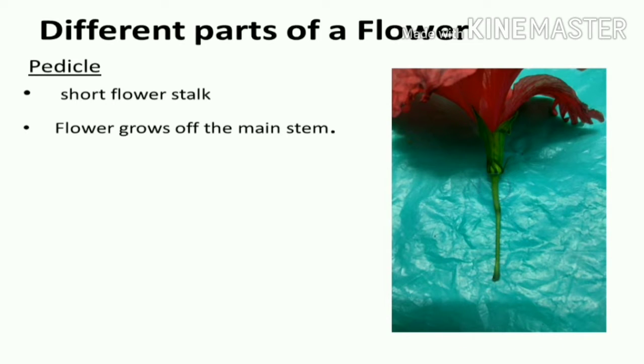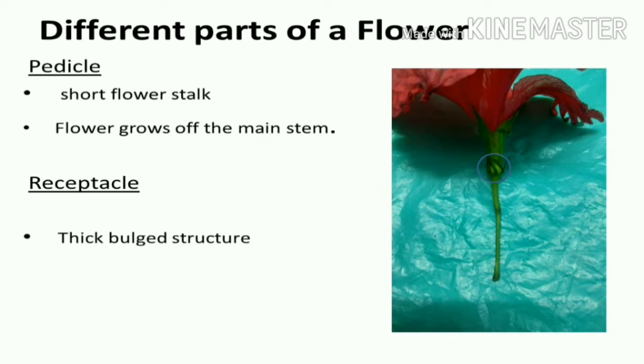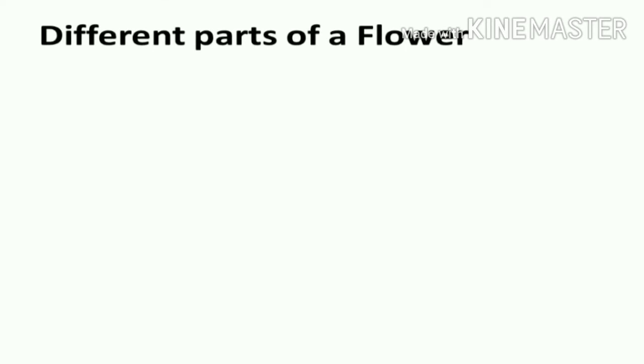The next part is receptacle. Receptacle is found just above the pedicel. It's a thick bulged structure and it connects the pedicel to the other parts of the flower. And also it provides support to the vegetative part of the flower. There are two vegetative parts in a flower, that is sepals and petals.